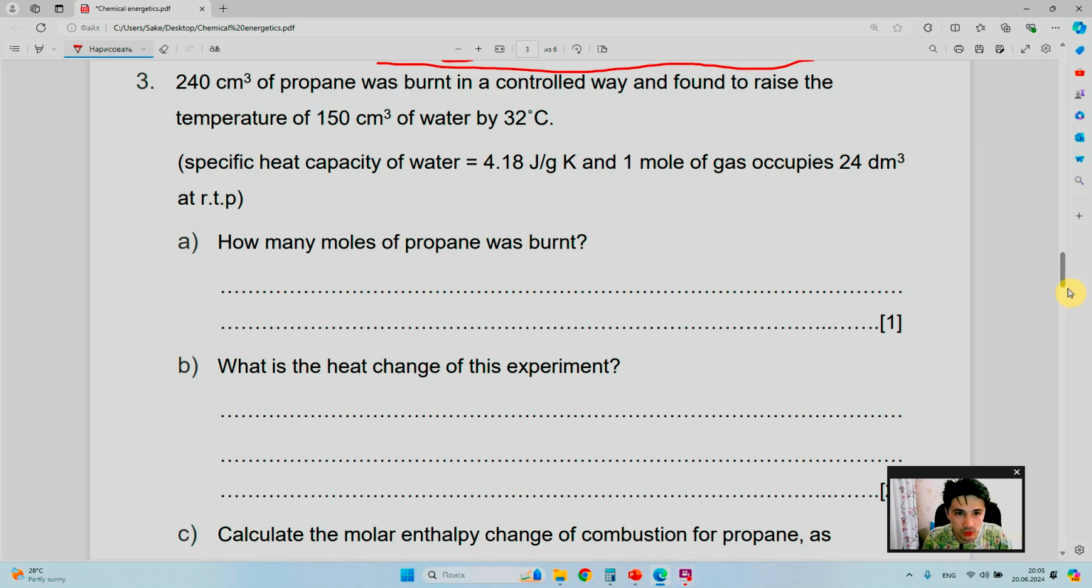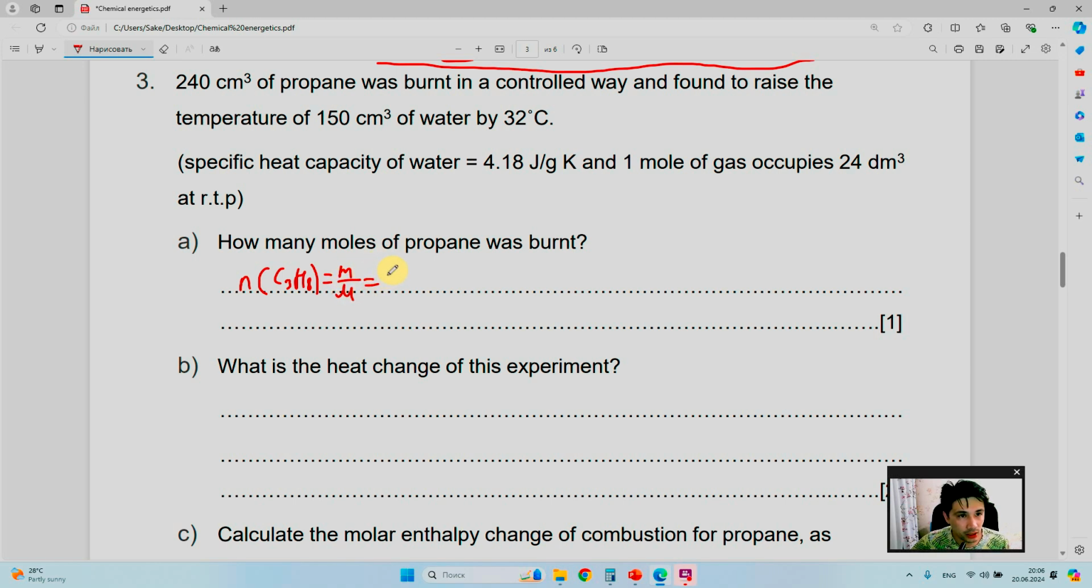Okay, now let's move on to the next question. This question is related to the calorimetry technique. First, the experiment has been set up. During the experiment, propane was burned, and it raised the temperature of a certain amount of water, and we need to first find out how many moles of propane were burned. Very easy stuff.